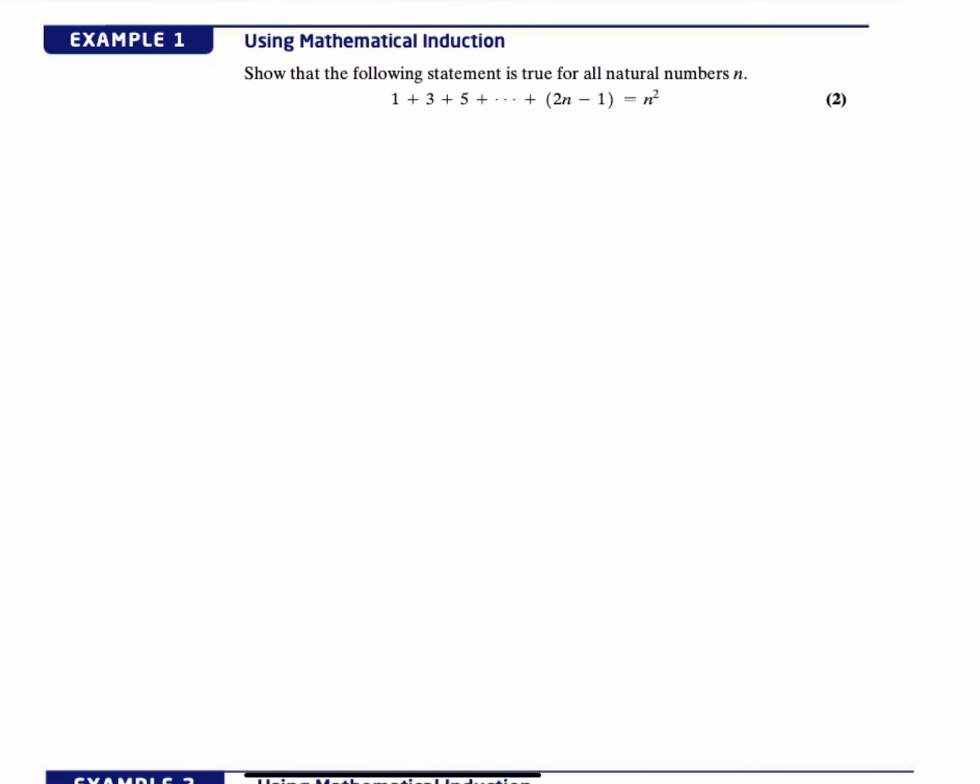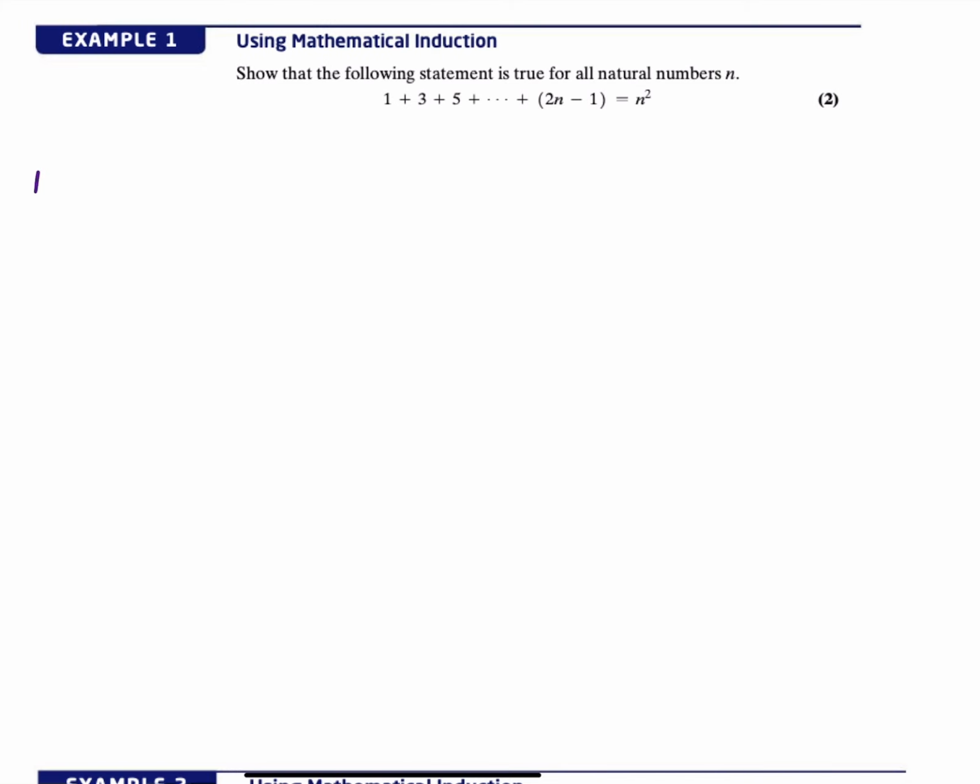So first let's start, and we did this already, but we'll follow the process. Let's start by showing that the statement is true for n equals 1. So we have 1, which is equal to 1 squared. The statement is true. This feels kind of redundant, but this is actually a pretty important step, and we'll see in a second.